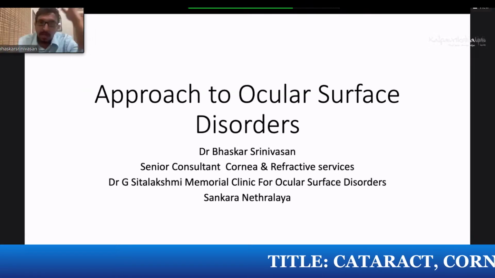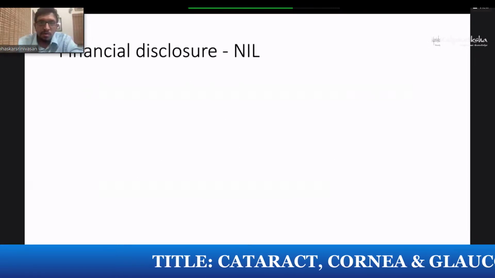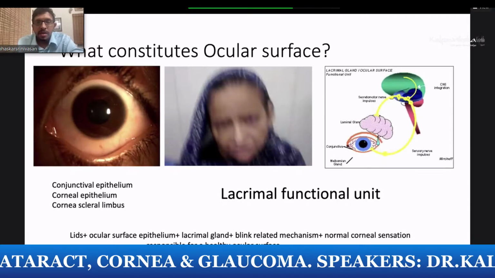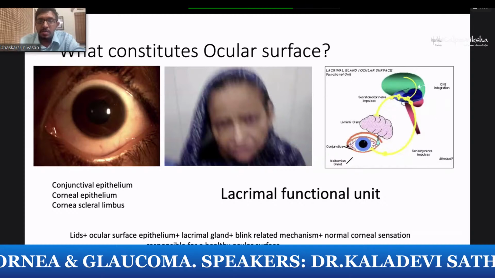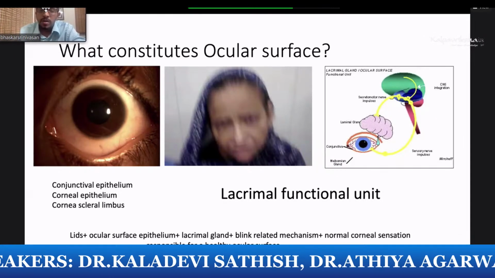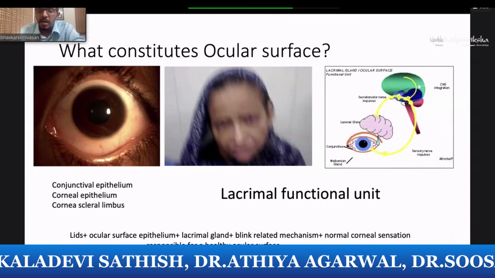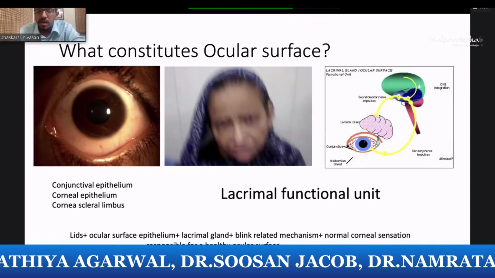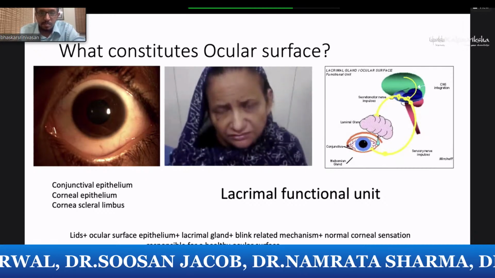So I was asked to speak on approach to ocular surface disorders. No financial disclosures here. Basically, what constitutes the ocular surface? It's the conjunctival epithelium, the corneal epithelium, and the corneoscleral limbus. But the ocular surface epithelium has to function in coordination with the lacrimal gland, the blink-related mechanism, and the normal corneal sensations, and the entire gamut is responsible to maintain a healthy ocular surface.